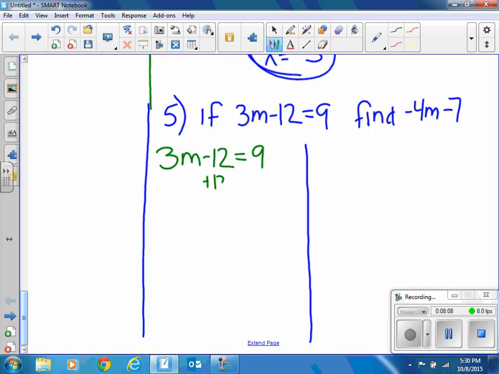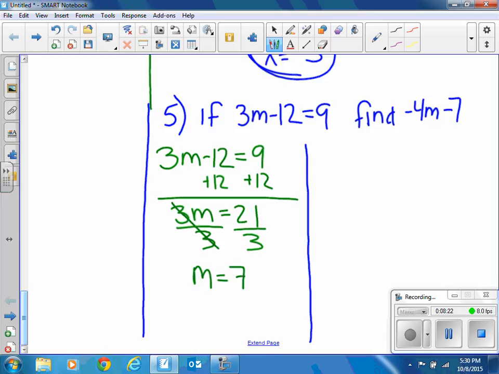Add 12 to both sides. We get 3m is equal to 21. Divide both sides by 3. Sorry, that's the late bell. Divide both sides by 3. M is equal to 7.